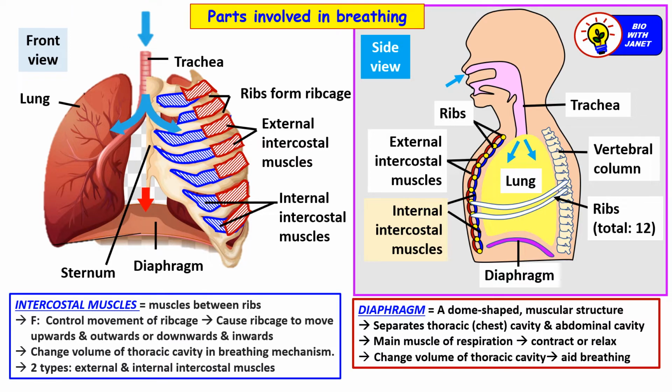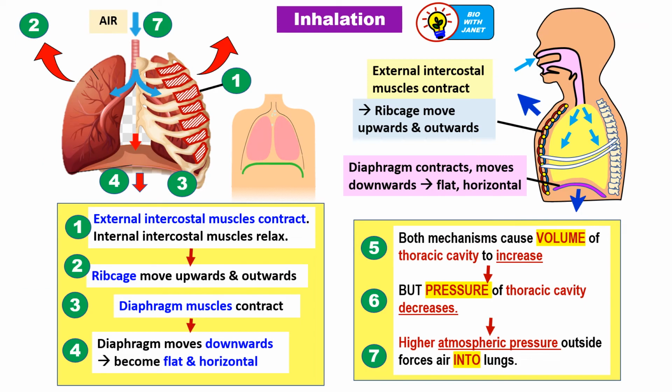So let's see how the 2 structures are used in the breathing mechanism in more detail. Now let's discuss the inhalation and exhalation processes in humans in more detail. So in inhalation, the aim is to increase the volume of the thoracic cavity so that the air pressure of the thoracic cavity decreases, and then higher atmospheric pressure will force the air from the outside into the lungs, right? So how to increase the volume of the thoracic cavity? Firstly, external intercostal muscles contract and internal intercostal muscles relax.